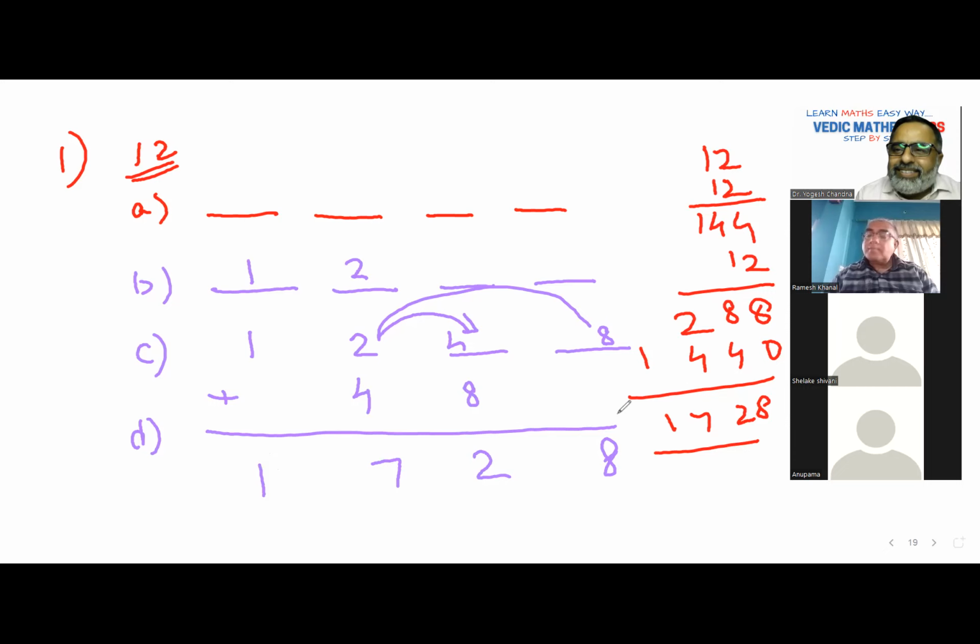Did you understand? Yes, sir. See how easily, without calculating bigger numbers, we got the answer. Correct. Let's take another number.